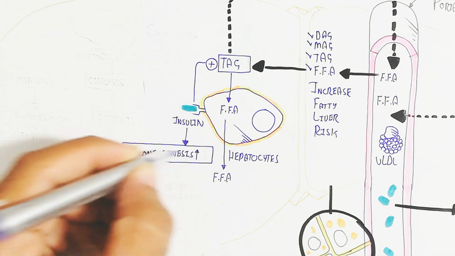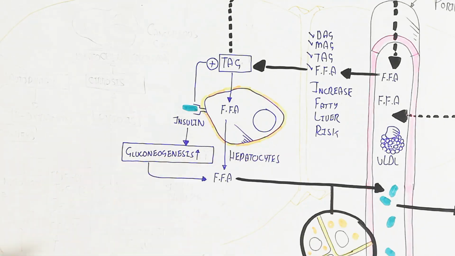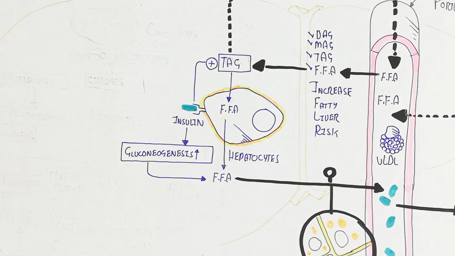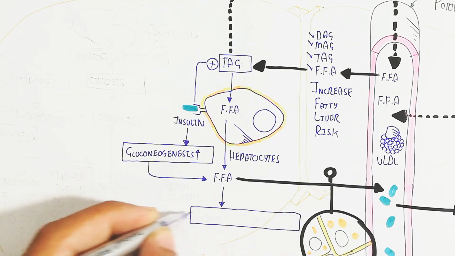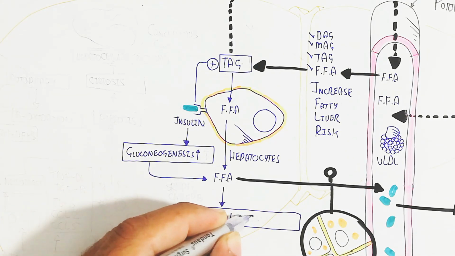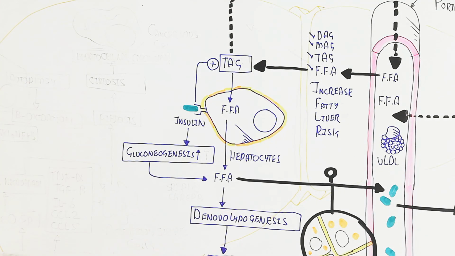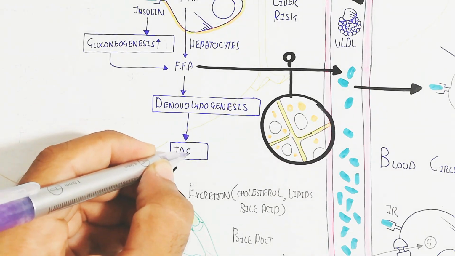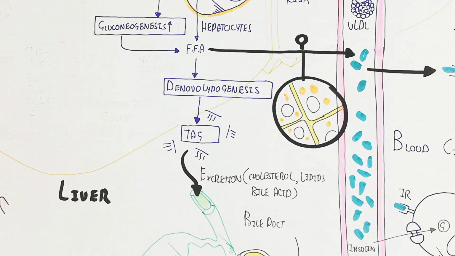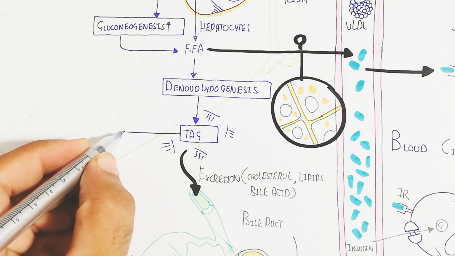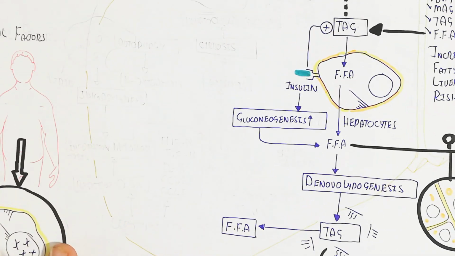This insulin, when bound, normally gluconeogenesis will occur, and in this way the free fatty acid will be produced more because the glucose will not be used anymore. So de novo lipogenesis will occur to produce again triacylglycerol from the free fatty acid, and this triacylglycerol and free fatty acid as well as cholesterol will be excreted. Excretion occurs due to the cholesterol and lipids increase in our body. So the excessive cholesterol will be excreted.